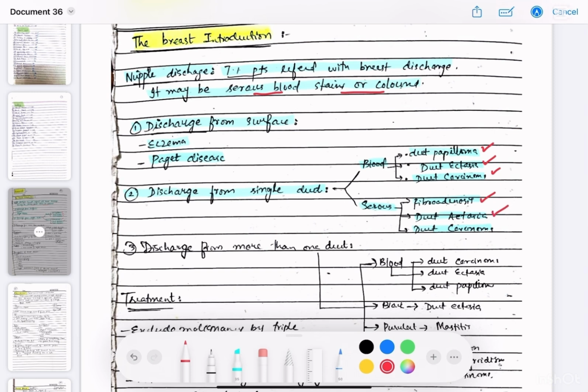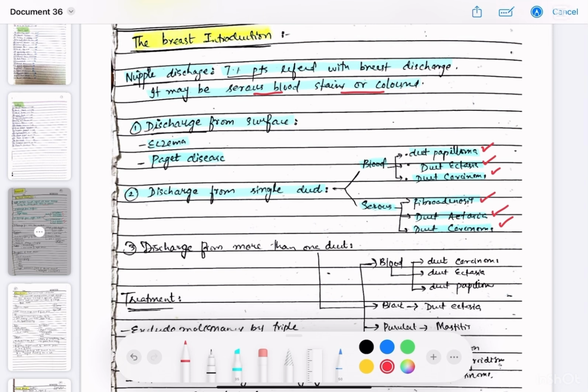Okay, duct ectasia and duct carcinoma can both be serous and blood, but in duct papilloma, it is blood, and in fibroadenosis, it is serous. So this is a differentiating point. If the discharge is from the duct and it is serous, then it is fibroadenosis, and if it is blood, then it is duct papilloma.